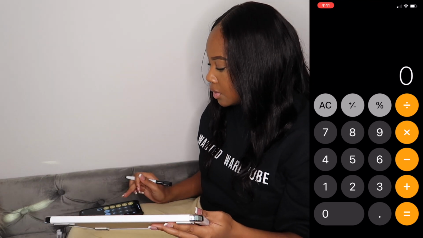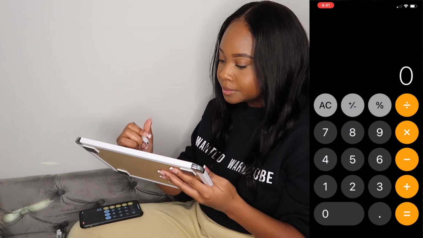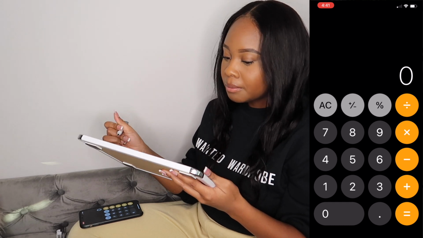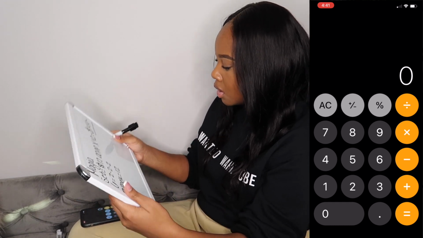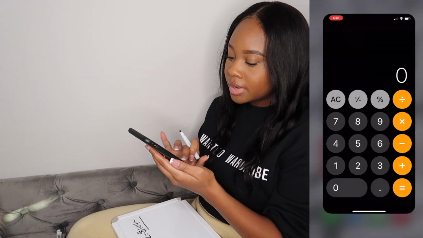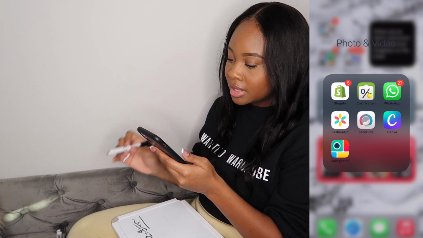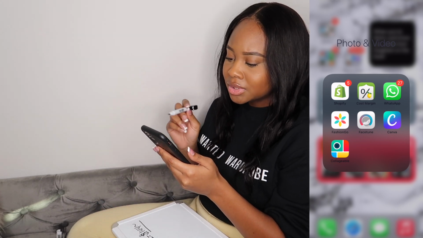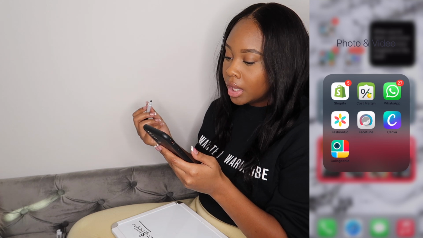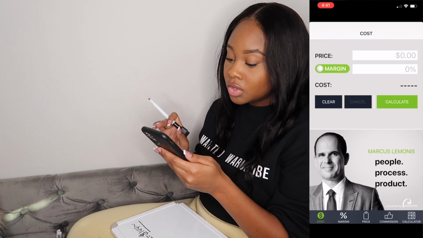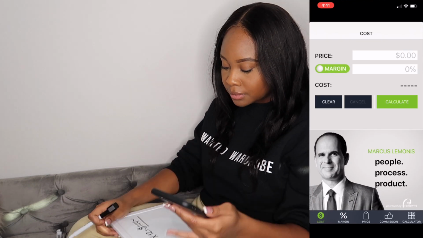So since I know that that is going to be $144, I have that price here. I am going to go on my phone and I'm going to go on an app called Cost Margin. And this is what the app looks like here. It is basically a percentage sign. It's green and it has a limit on it. So this is the app that I use to calculate my profit margin.